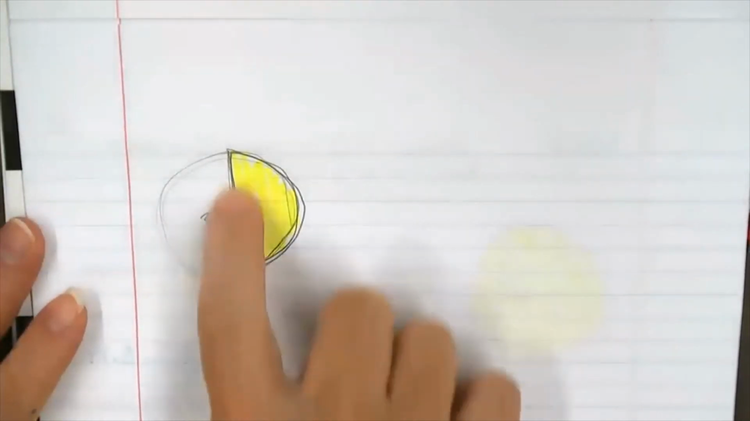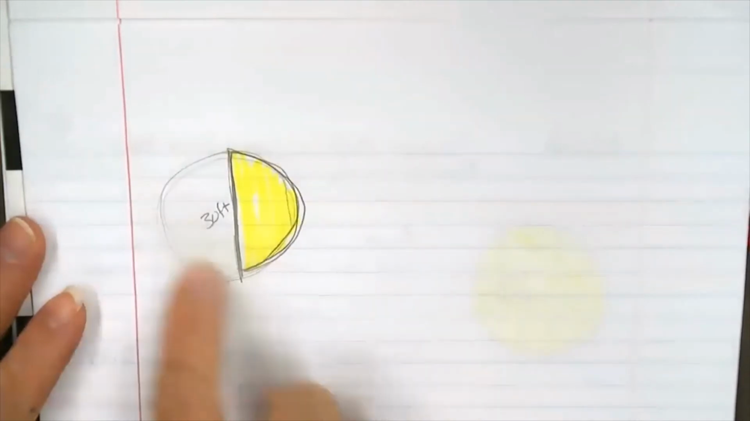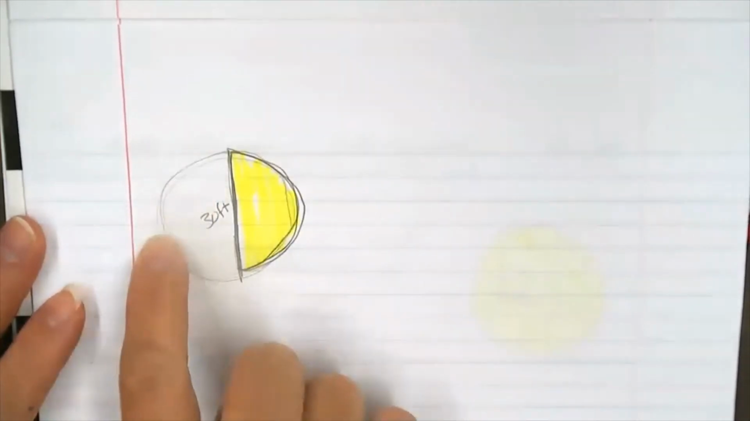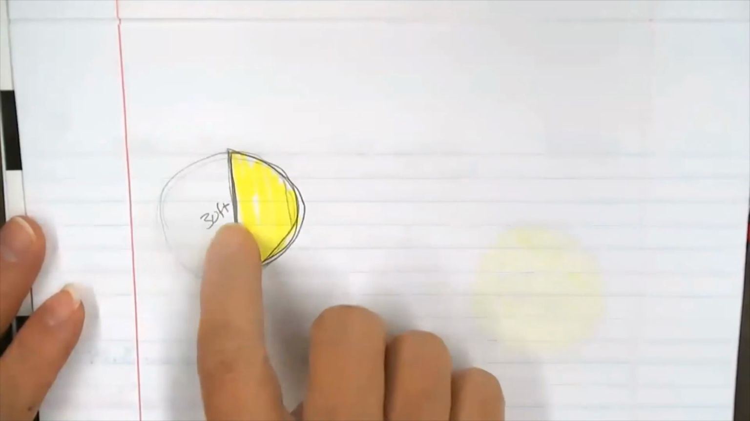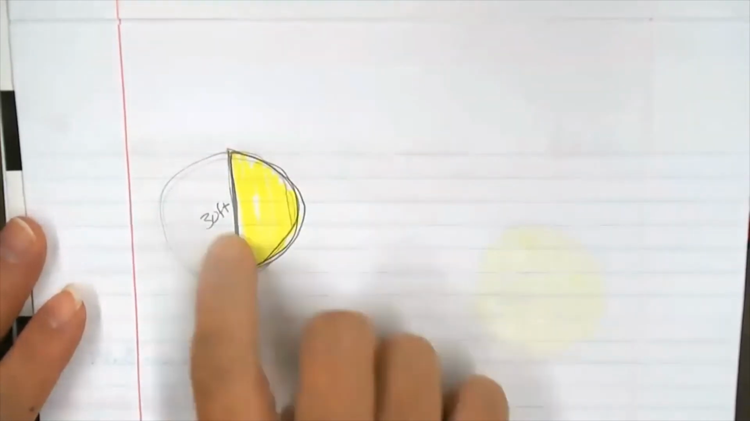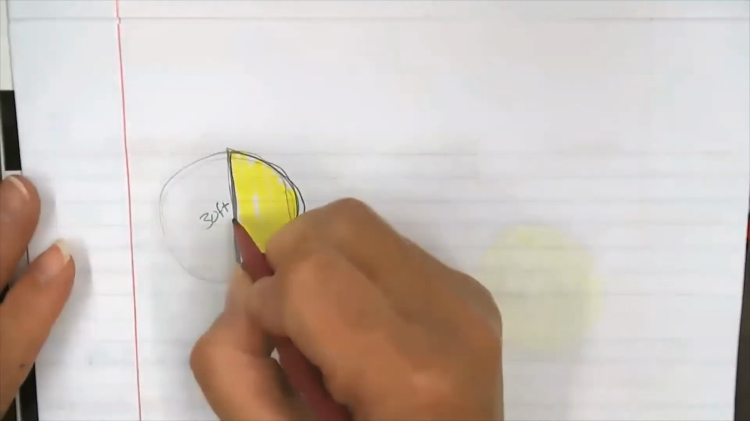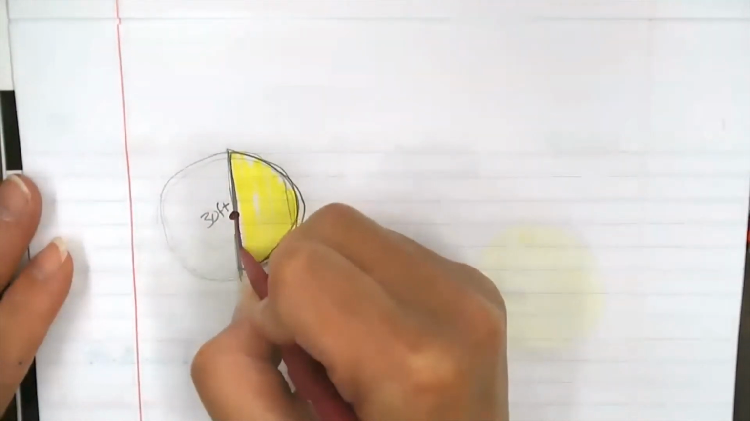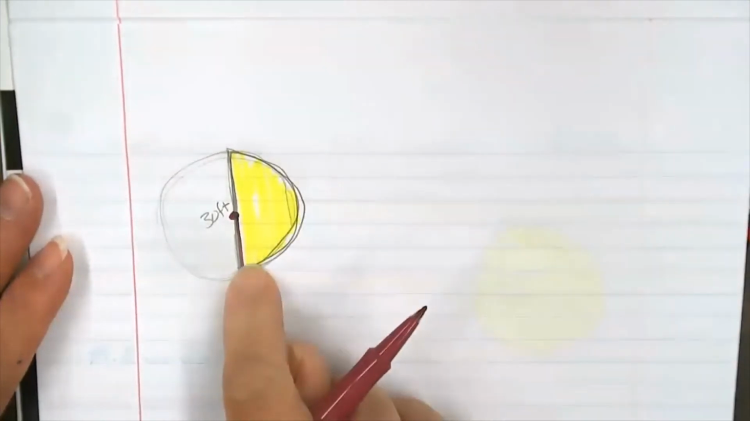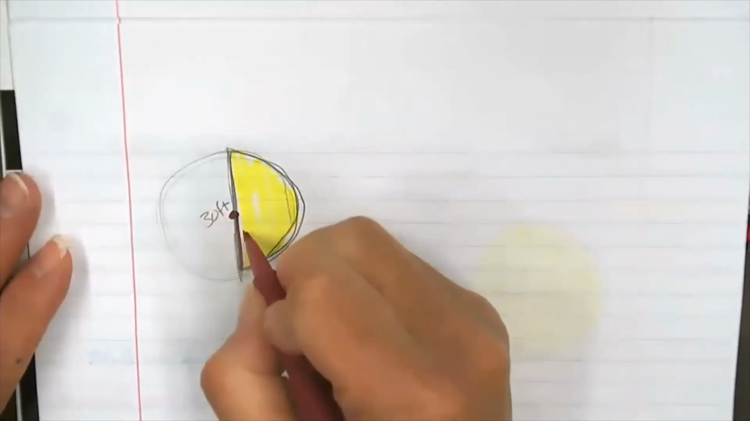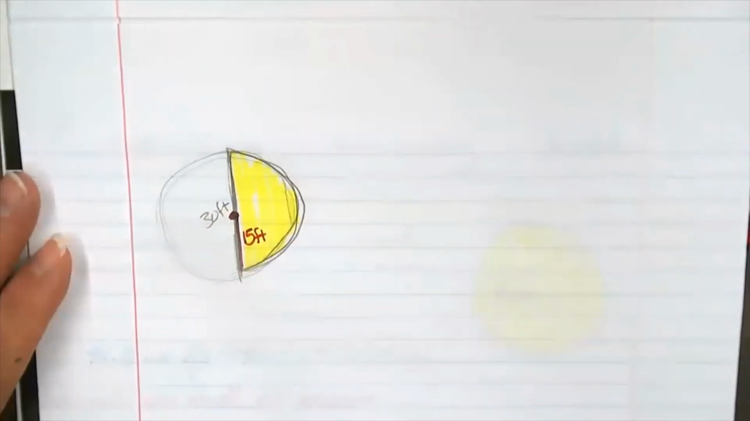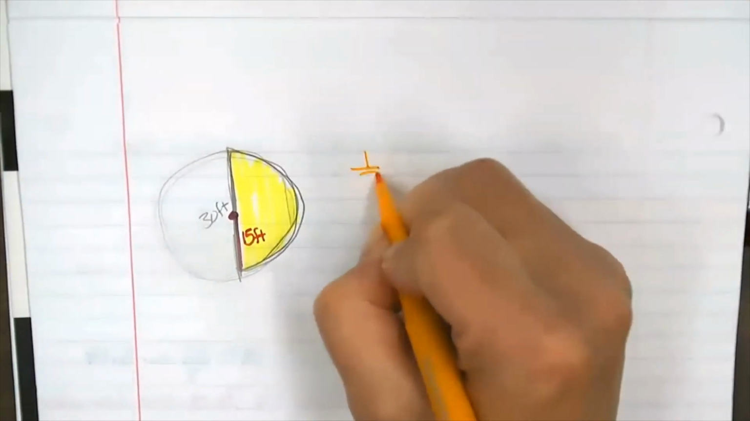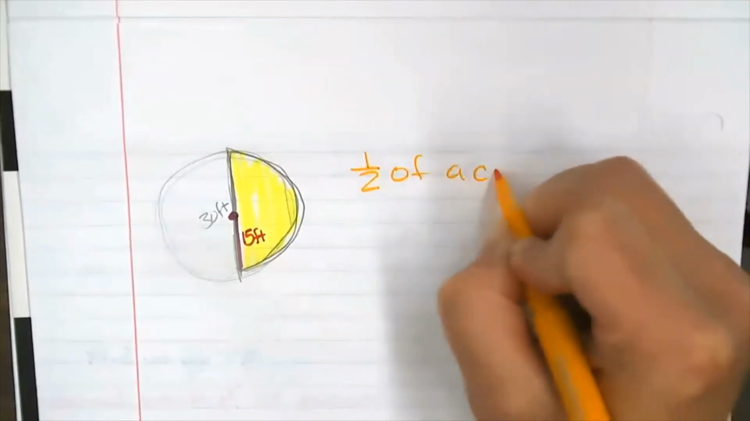So we want the semicircle. It's half of a circle. And they're telling you that this edge here is 30 feet. And that edge is the equivalent to the diameter. Well, we don't want the diameter. We want the radius. And the radius is half of the diameter. So the radius is 15 feet. So what we're looking for is the area of half of a circle.